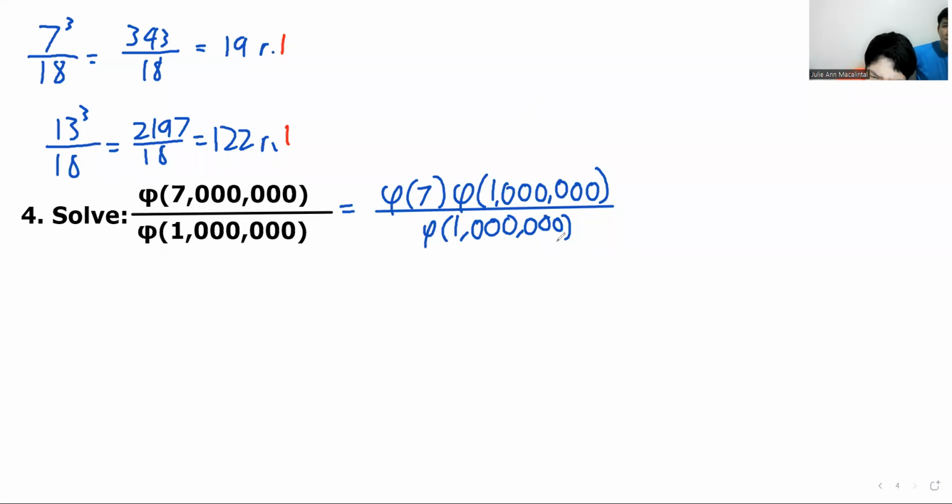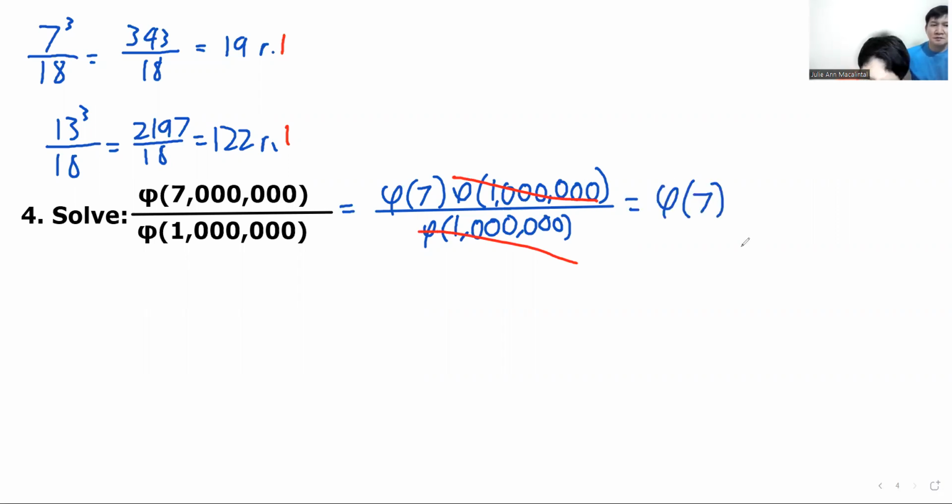Okay, so apparently we have a common factor. I will just use red. So you end up with, we just end up with phi of 7.